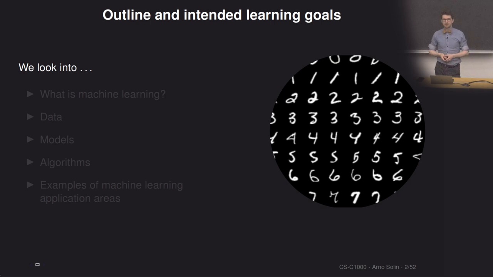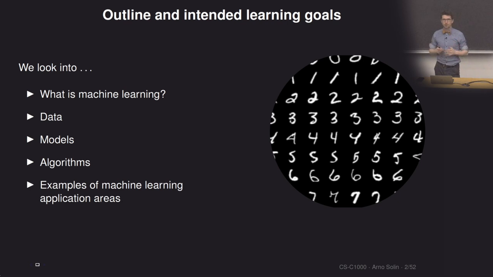So the goals for today. Last time we looked into what AI is, and let's start by trying to see what machine learning actually is about. It's maybe slightly easier to define machine learning than AI in general. Then I'll go through three central components of machine learning: data, models, and algorithms. And then I try to conclude with examples of machine learning application areas.